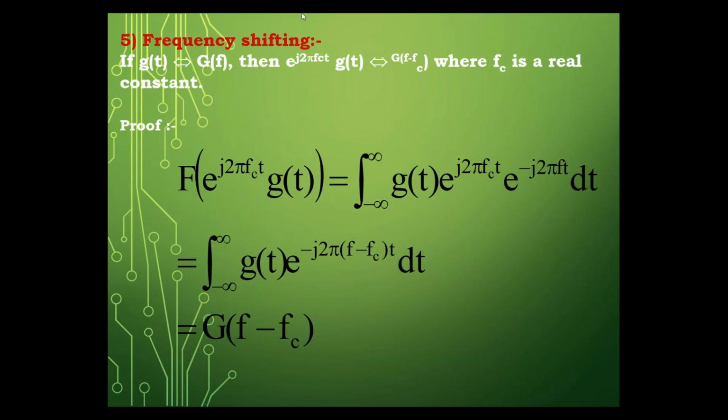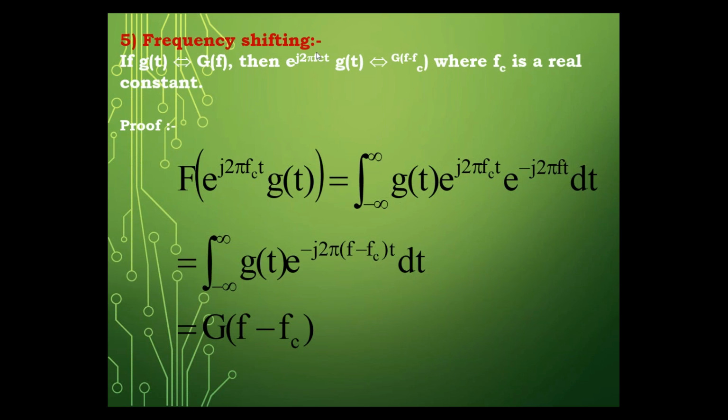There are so many applications where you can use this frequency shifting property, like when you solve problems involving exponential signals or sine or cos or any other terms. If you write them in terms of exponentials, then you need to use this frequency shifting property. Now observe how we can prove this.